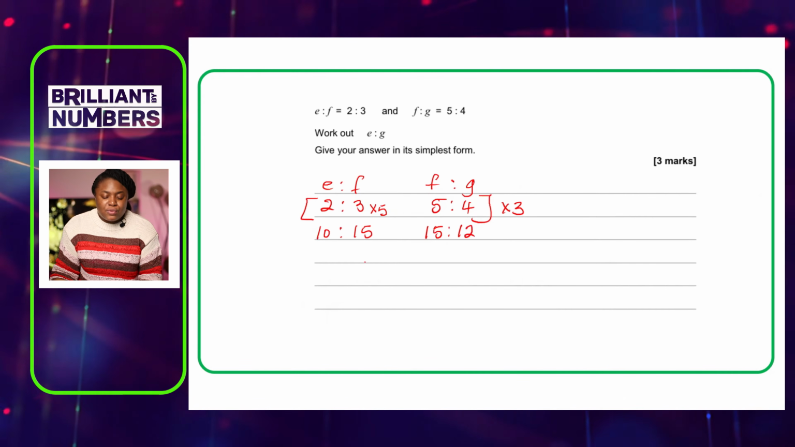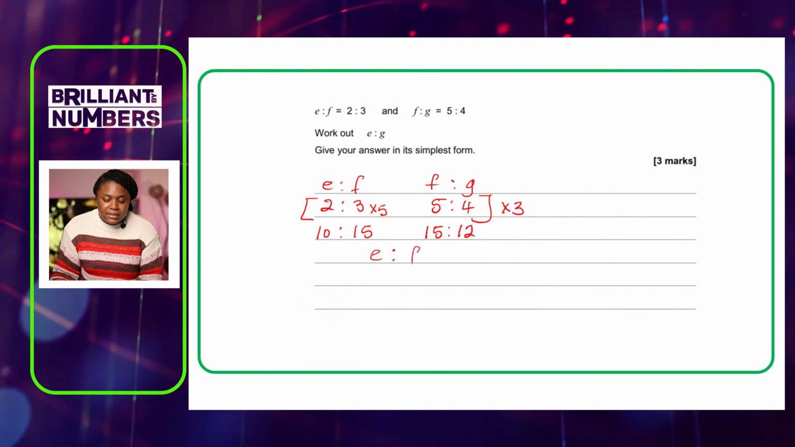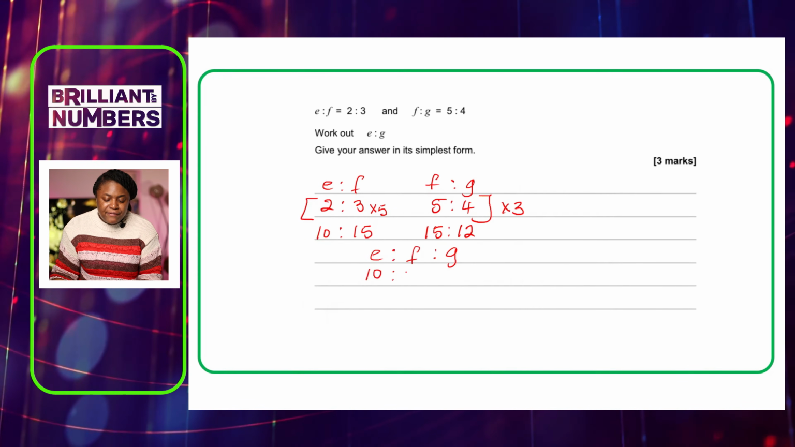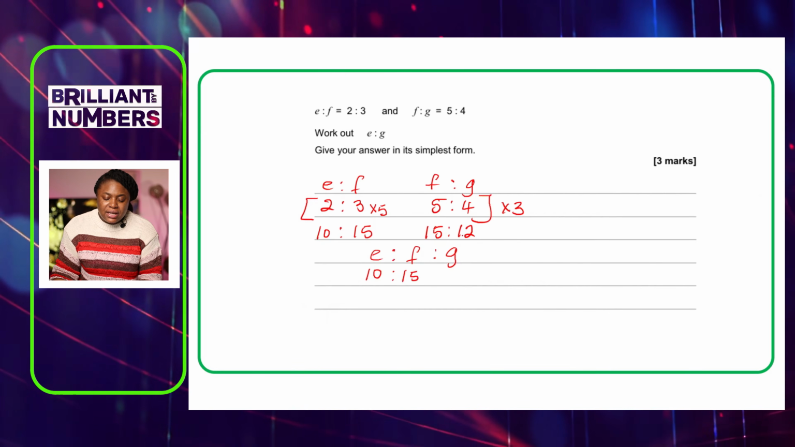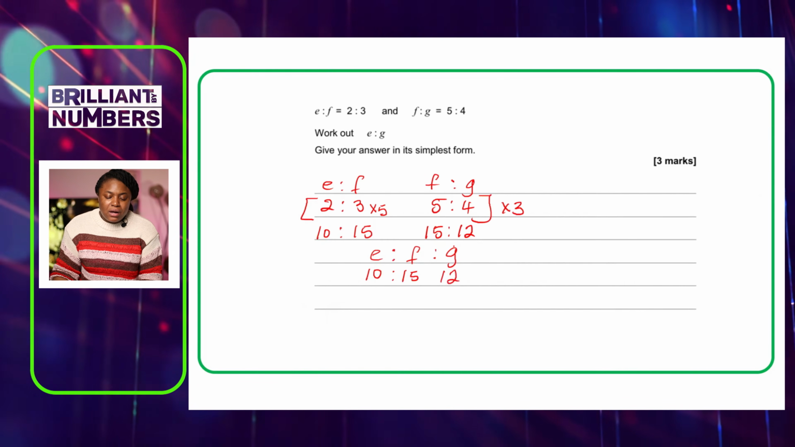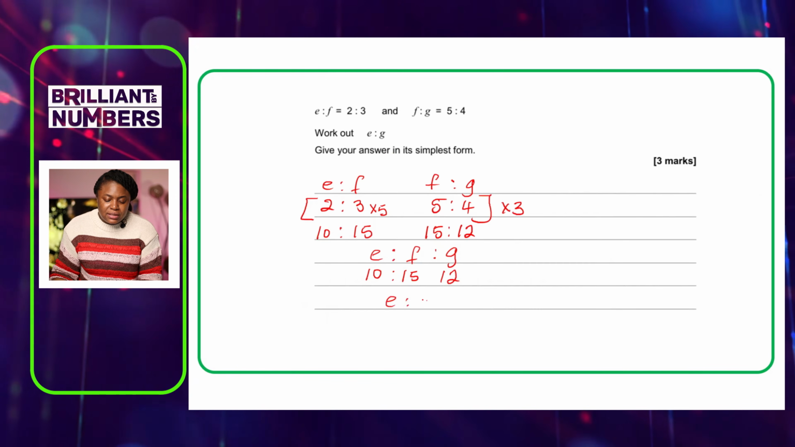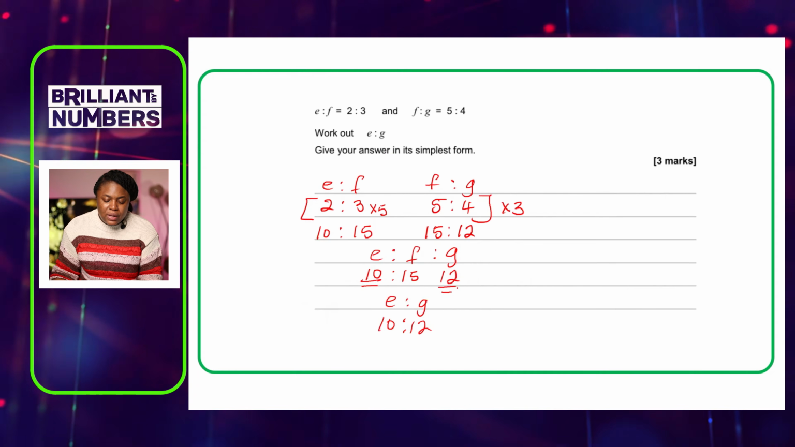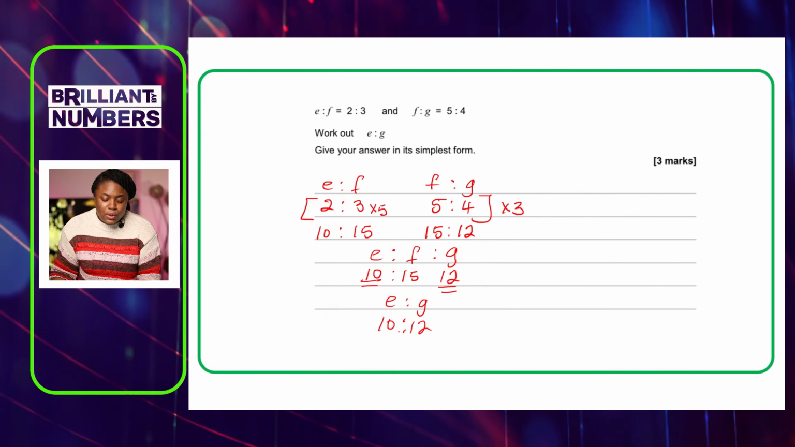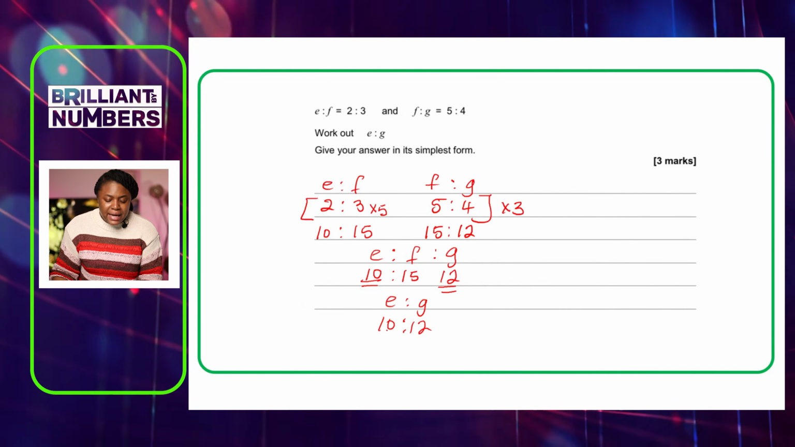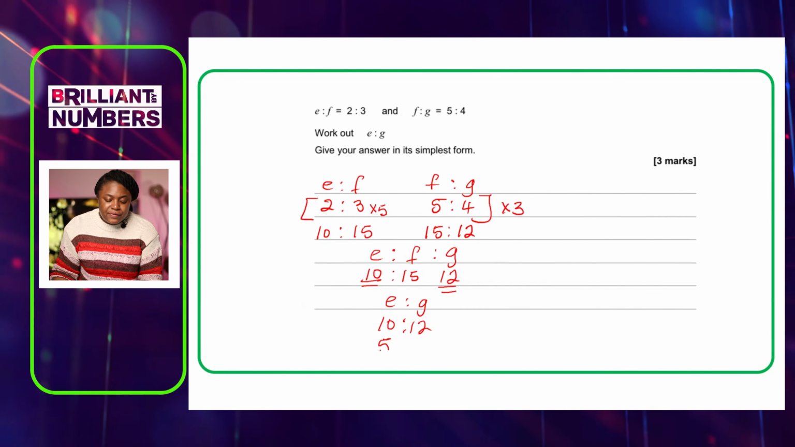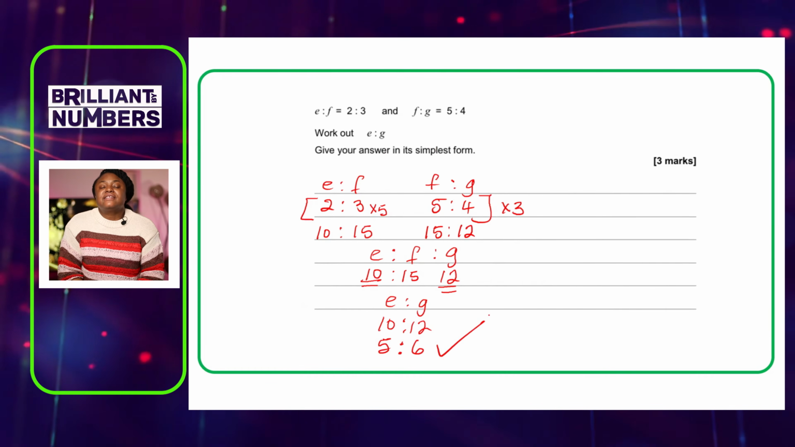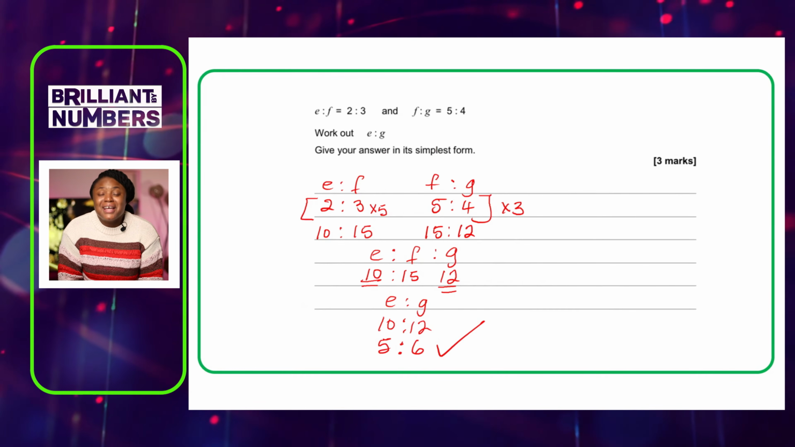So now we're going to write the new ratio. So e to f to g. So e is now 10, f is now 15 and g is now 12. And we're asked to get e to g. So e to g is 10 to 12. So e is 10, g is 12, but in its simplest form, so we need to divide each of them by 2. So 10 divided by 2 is 5 and 12 divided by 2 is 6. So the final answer is 5 to 6.